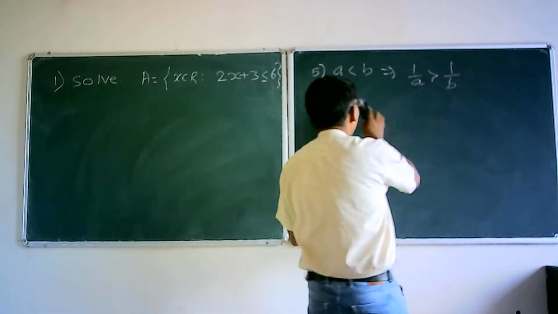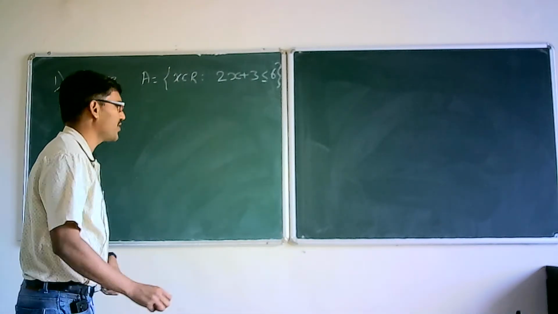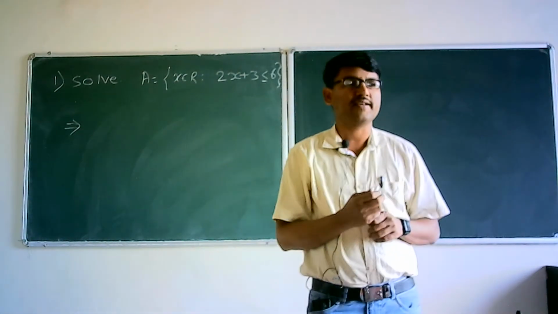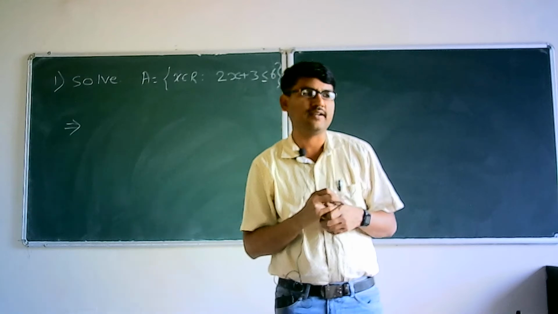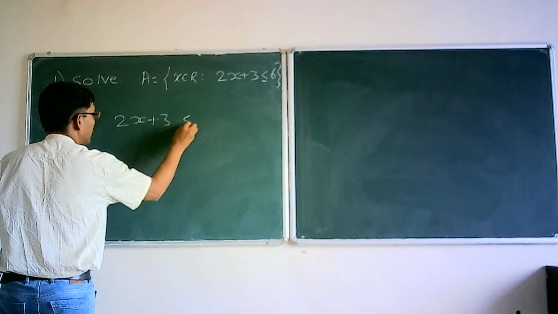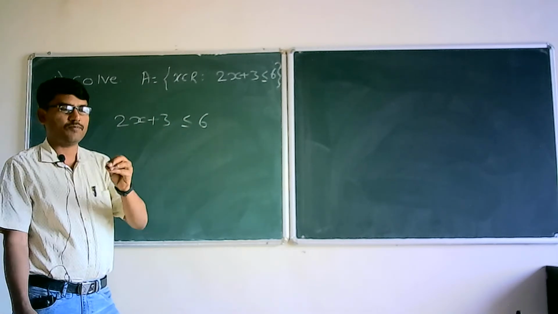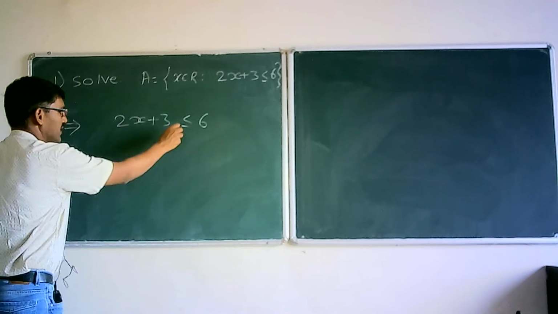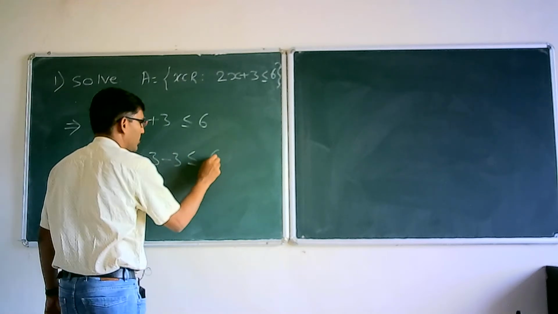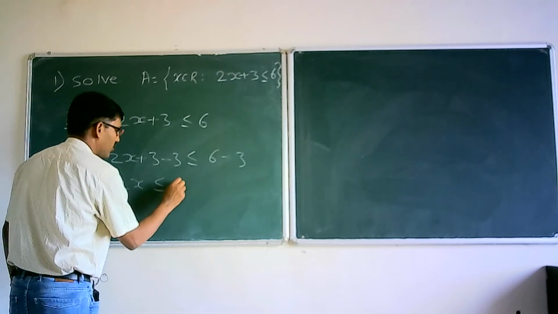So we want to determine all values of x which satisfy this inequality, 2x + 3 ≤ 6. Now to solve this inequality, that is to determine all values of x, here we are going to apply some algebraic and order properties. So subtract 3 from both sides. Now if you subtract 3 from both sides, the sign does not change. If it is less than or equal to, it remains the same. So 2x + 3 - 3 ≤ 6 - 3. So what this implies, 2x ≤ 3.